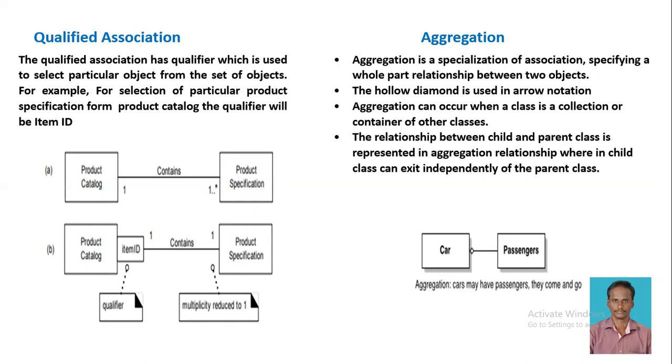The parent is car, passenger is child. So in aggregation, a car may have passengers. They come and go. May have, may not have. That is actually aggregation.